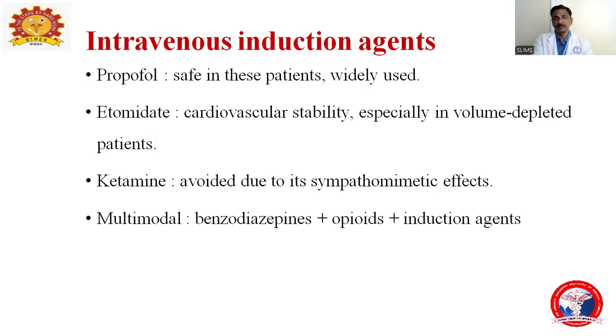Intravenous induction agents like propofol are safe in pheochromocytoma patients and widely used. In a hemodynamically deranged and cardiac destabilized patient, etomidate is a drug of choice, especially in volume depleted patients. Ketamine is better avoided due to sympathomimetic effect, since it increases all pressures. A multimodal approach, like use of benzodiazepine along with opioid and IV induction agent, is preferred.